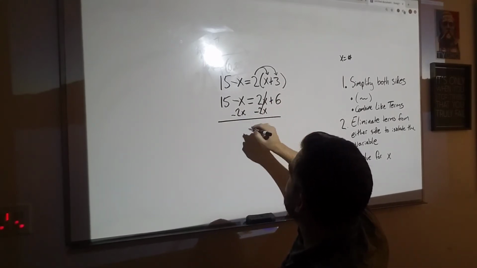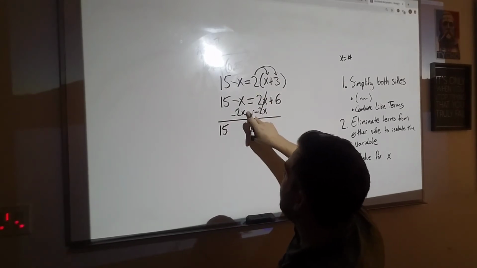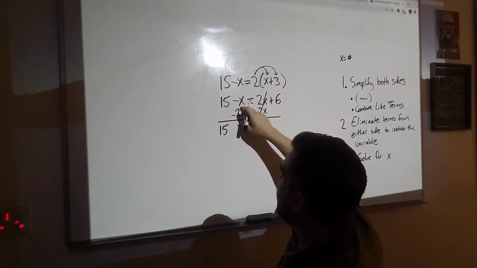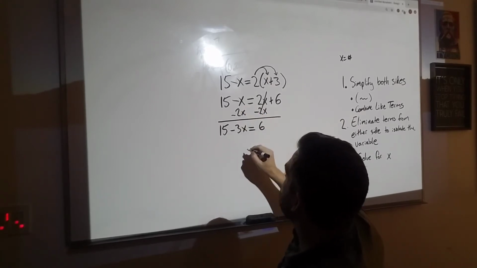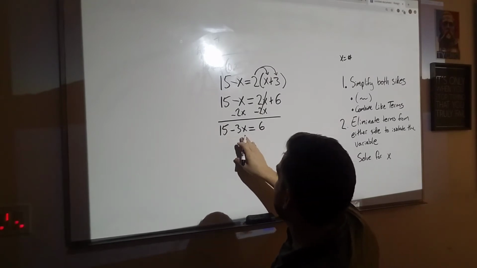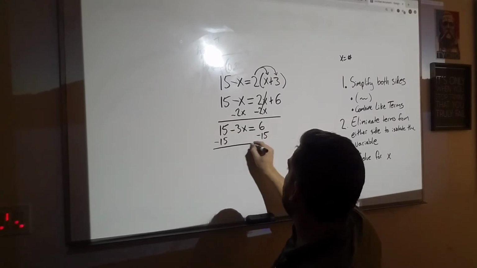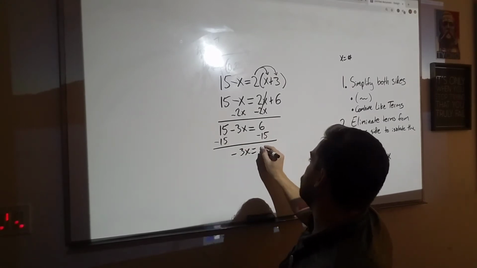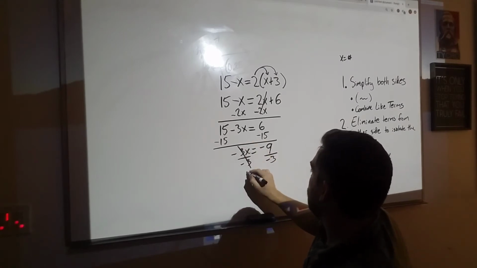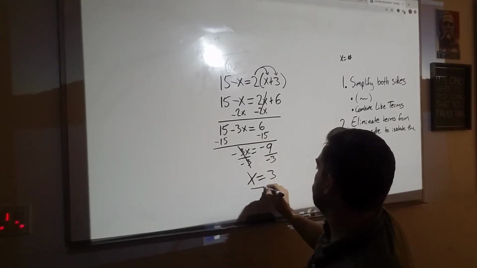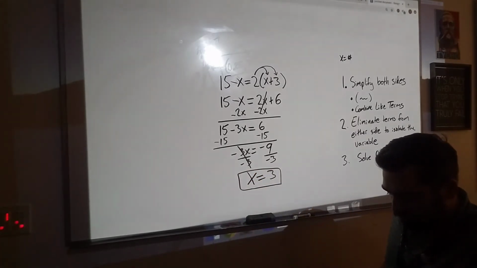2x minus 2x cancels, and I get 15 minus 2 more x's. So I have negative 1x minus 2 more would be negative 3x equals 6. Then I need to get this term by itself, so I'm going to subtract 15. And I get negative 3x equals negative 9. Divide by negative 3, divide by negative 3, we get x equals 3. So that one's not too bad.